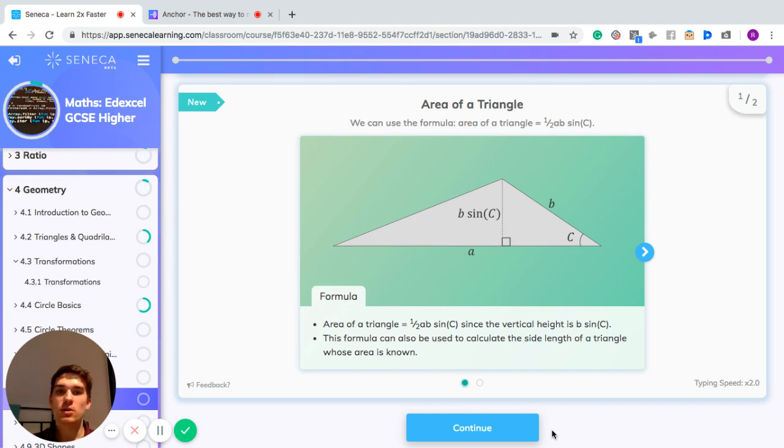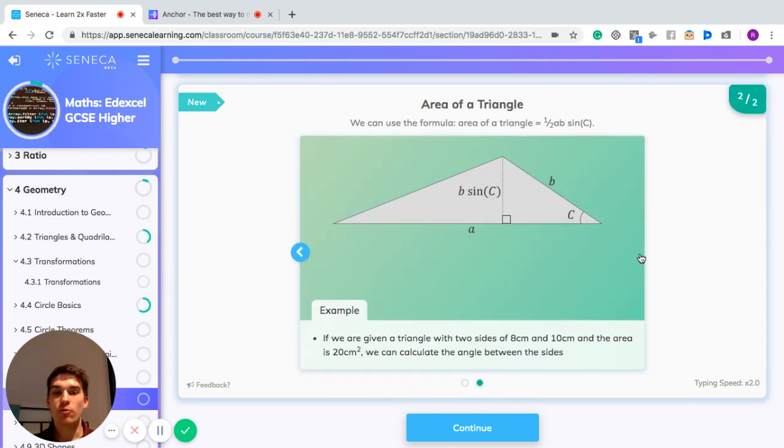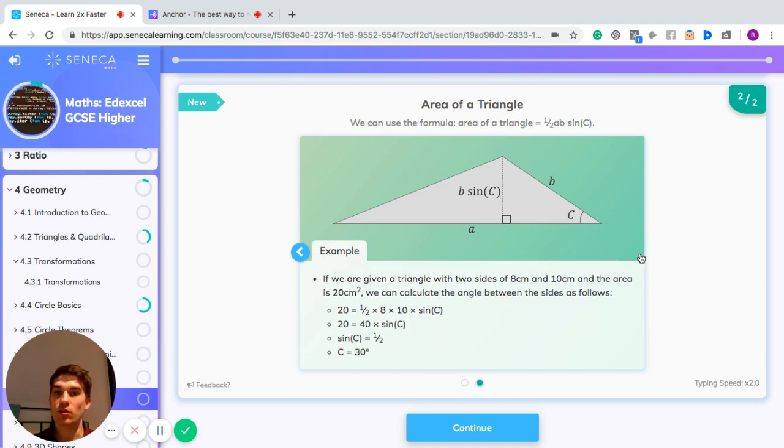Now, the reason this works is because B sine C is the same as the height of the triangle. So remember, the most simple formula for a triangle is half base times height. It's basically the same thing, it's just we use the angle to work out the height. So we can also use that formula to work out an unknown side if we've got the angle, or an unknown angle if we've got the two sides.